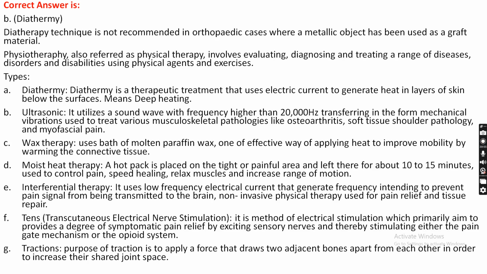Similarly, TENS stands for transcutaneous electrical nerve stimulation. In this method, electrical stimulation's main aim is to provide a degree of symptomatic pain relief by exciting the sensory nerves, and also stimulating either the pain gate mechanisms or the opioid systems, that is, the natural pain removing systems will be activated in this mechanism. Traction itself implies the applying of force. We apply force in order to draw two adjacent bones apart, so that we can increase their shared joint space and reduce the pain.